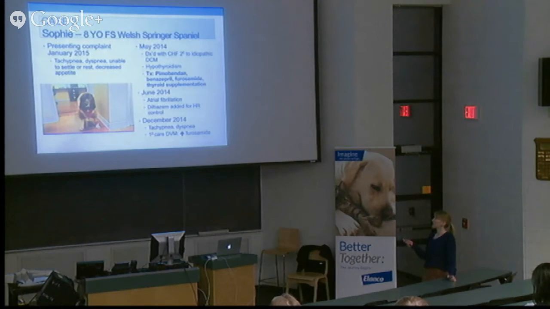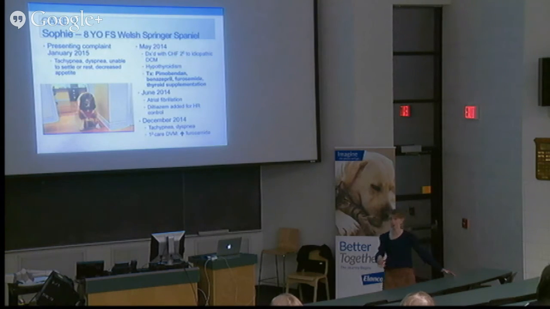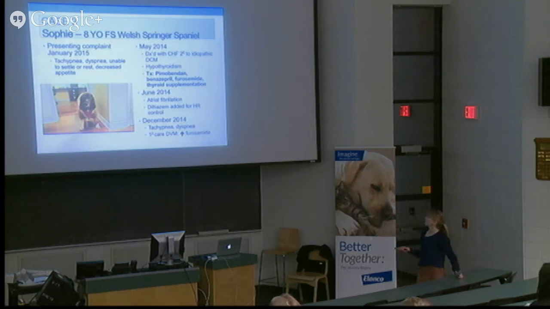We saw her for the first time in May of last year. She presented for much the same signs, actually. She was diagnosed at that time with congestive heart failure secondary to DCM. She was also diagnosed as being hypothyroid. At that time, she spent time in our hospital. She was treated with some intravenous meds, and then she went home within fairly short order on pimobendan, benazepril, furosemide, and a thyroid supplement at a reduced dose, if you will.